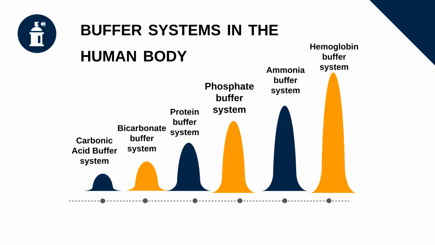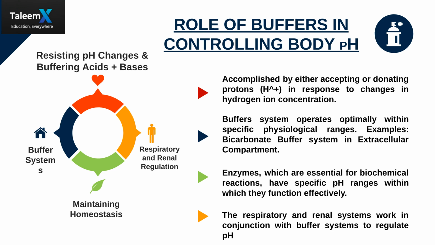Various buffer systems maintain the human body's pH balance. These include the carbonic acid, bicarbonate, protein, phosphate, ammonia, and hemoglobin buffer systems, each with differing capacity. Buffers play a critical role in controlling body pH by accepting or donating protons in response to changes in hydrogen ion concentration. These systems, like the bicarbonate buffer, operate optimally within specific physiological ranges. Enzymes also require specific pH ranges to function effectively. The respiratory and renal systems work alongside buffers to regulate pH.